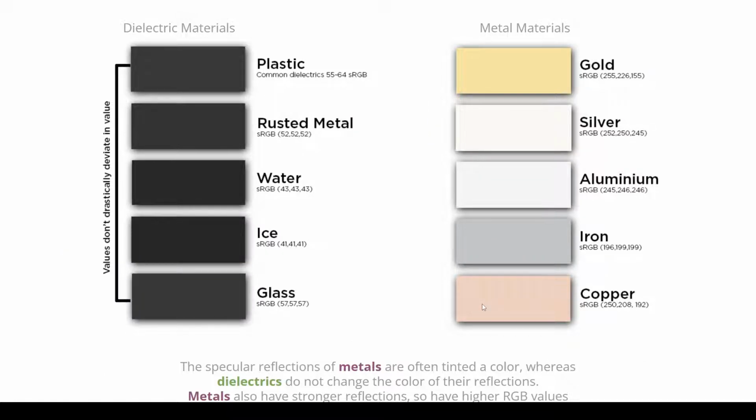Here we can see the difference between dielectric materials, or nonmetals, on the left and the metals on the right. The specular reflections of metals are tinted, so they have a color, while nonmetals are usually not tinted, so they don't change the color of the reflections. Metals also have much stronger reflections. Almost all the materials over here have very similar reflectance values, because non-metals fall within a very small range, 2 to 5%. Metals have very bright reflectance values, and they have tinting.